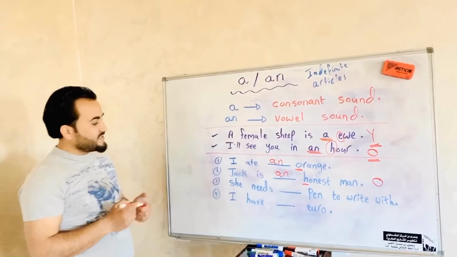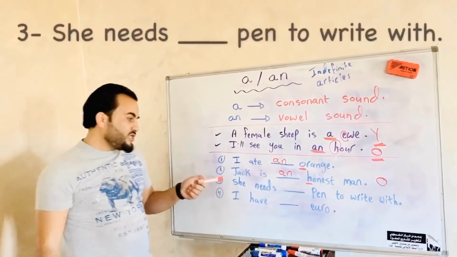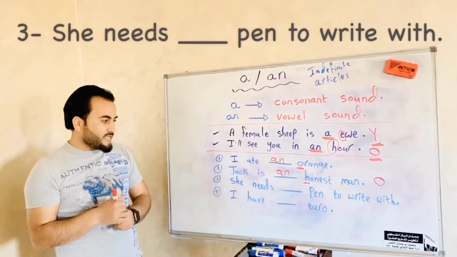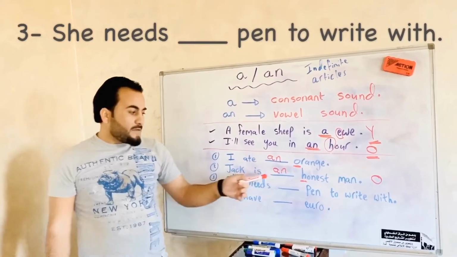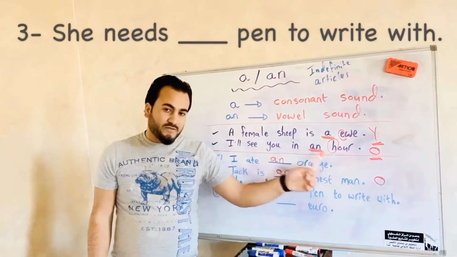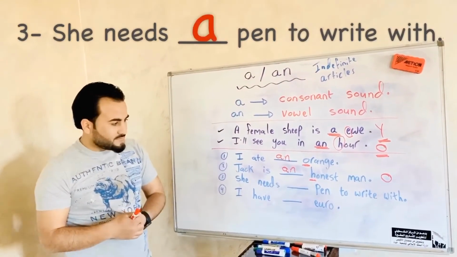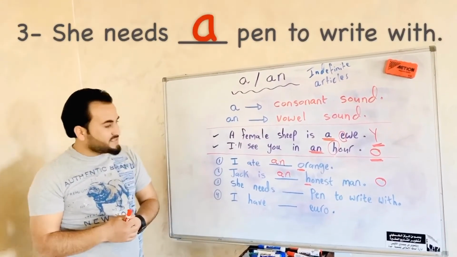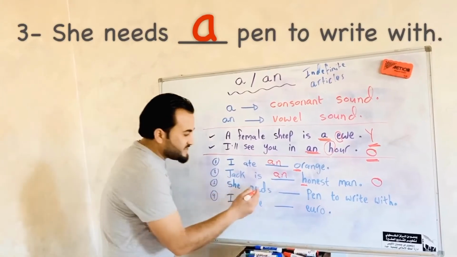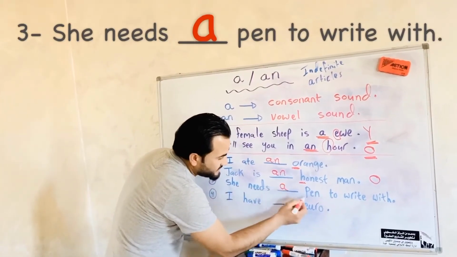Number 3. She needs, what do you think? A or an pen to write with? She needs a pen to write with. Why? Because the word pen begins with a consonant sound. Very nice. So the answer is a.